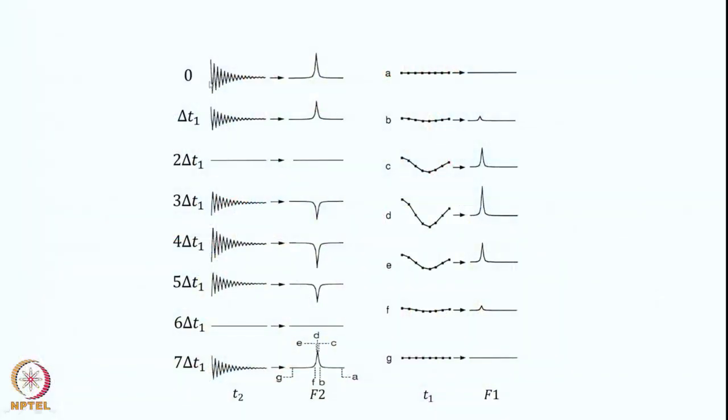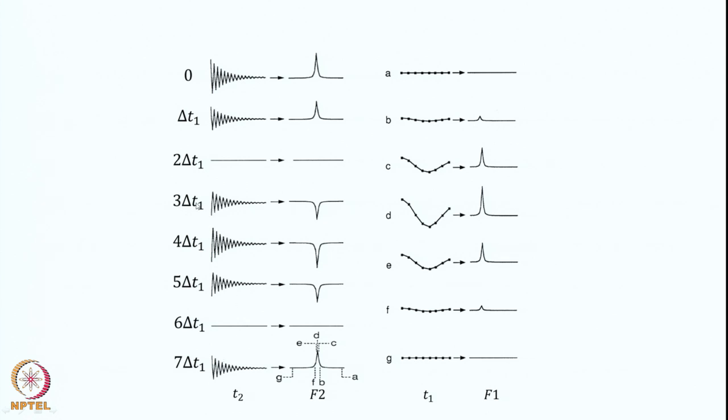Here you have the first data point, the time t is equal to 0, you have the first FID, okay, and then delta t1, you have the second FID, the third at 2 delta t1, this is the third FID, but there is no signal here. As I said, there will be modulation, and depending upon what the initial point is and how the system evolves, what signal is present, you will have these different kinds of FIDs. So, each of these FIDs is different.